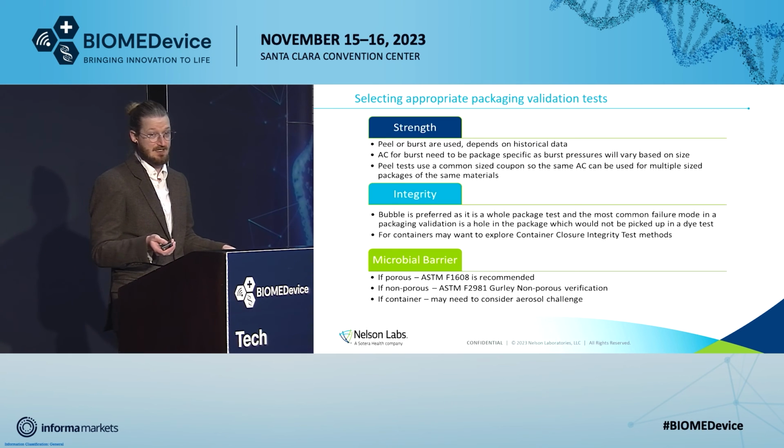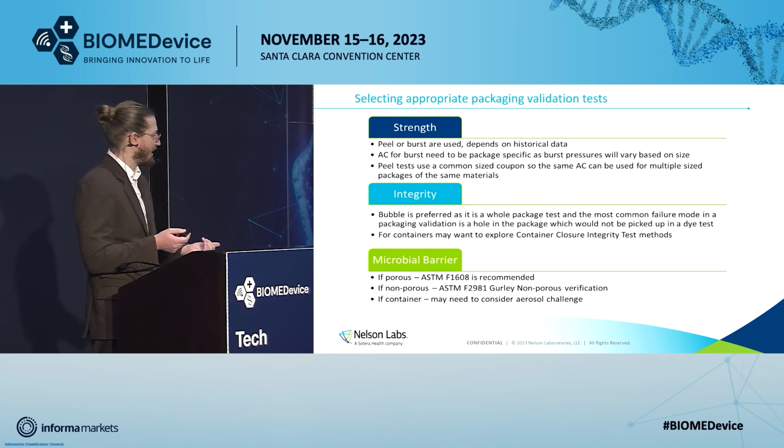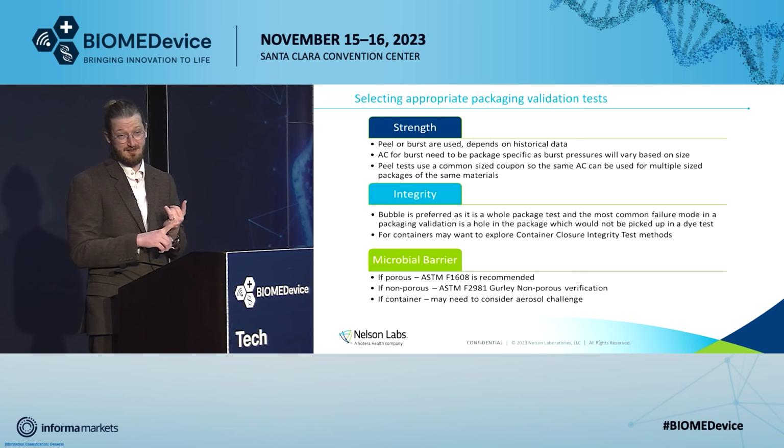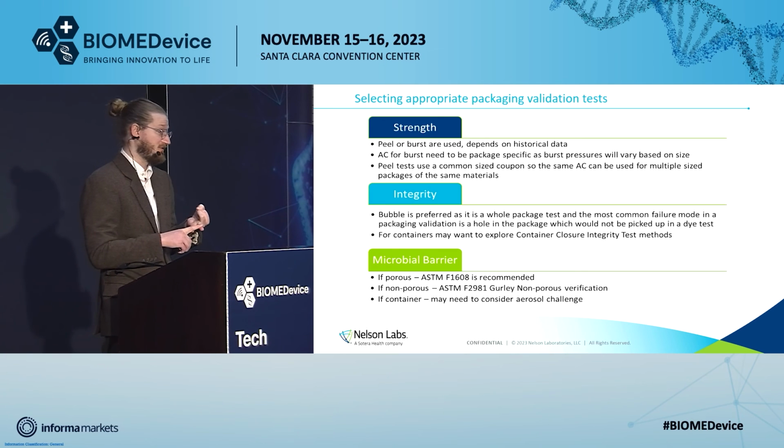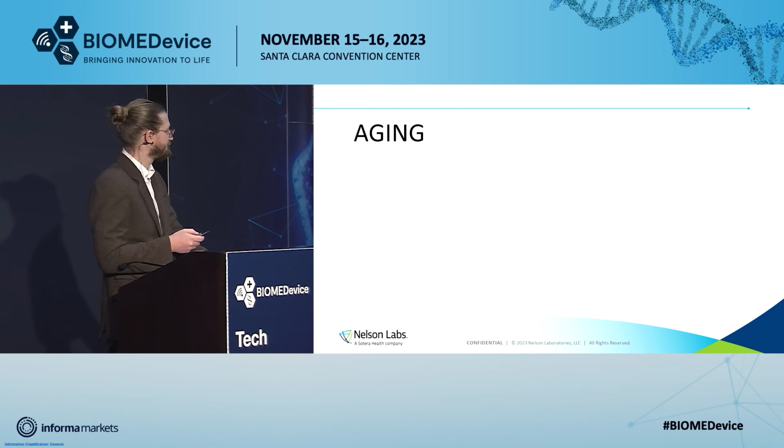So you can keep the same test for different packaging configurations. For integrity, the bubble test is preferred for the reasons that we talked about. It's evaluating the entire sterile barrier system instead of just the seals. And then microbial barrier is pretty cut and dry. If it's porous, use F1608. If it's non-porous, use Gurley. And if it doesn't fit into one of those, you might want to consider something else, like our aerosol challenge.